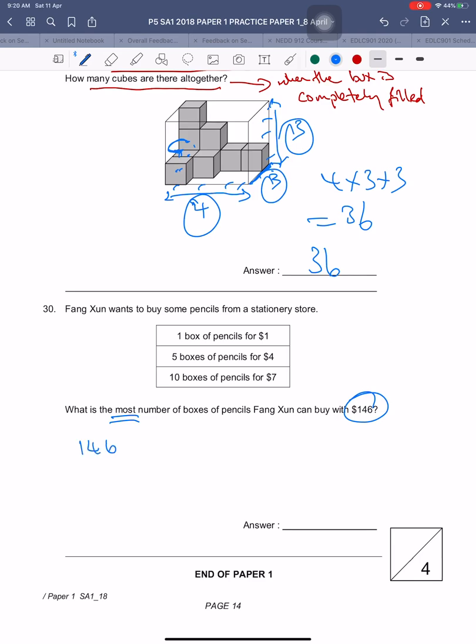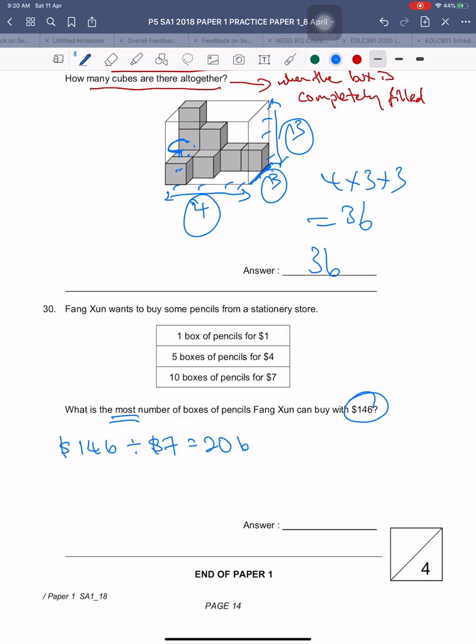$146? The answer of course is not 146. We want to see how we can help him buy as many as possible. First thing, of course we go for the maximum, because if he were to buy 10 boxes which cost only $7, that will be the cheapest. So if you get 146 divided by $7, that's the maximum. He can actually get 20.